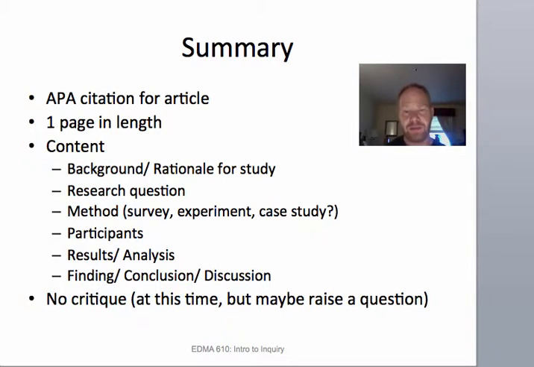The content of your summary should include about 1 sentence on the background and rationale of why these researchers chose to do the study and write this paper. It should include maybe 1 sentence about what the research question was, or research questions, in your own words. Paraphrase them. You should also be able to paraphrase the methods that are used, be it an experiment, a quasi-experiment, a survey design, a case study, observational methods.